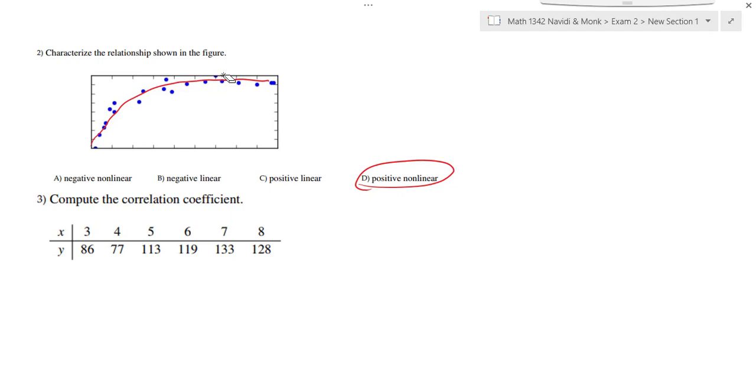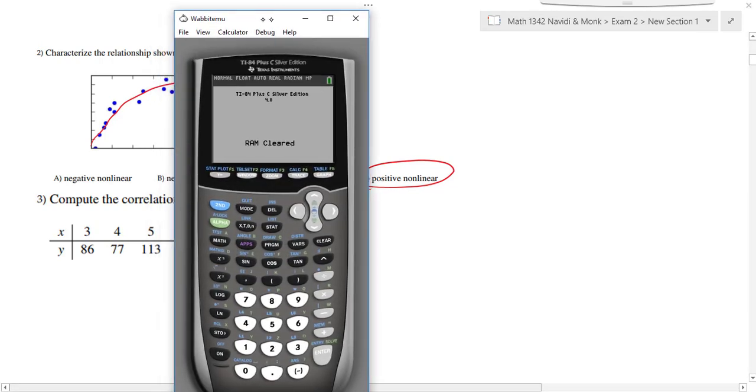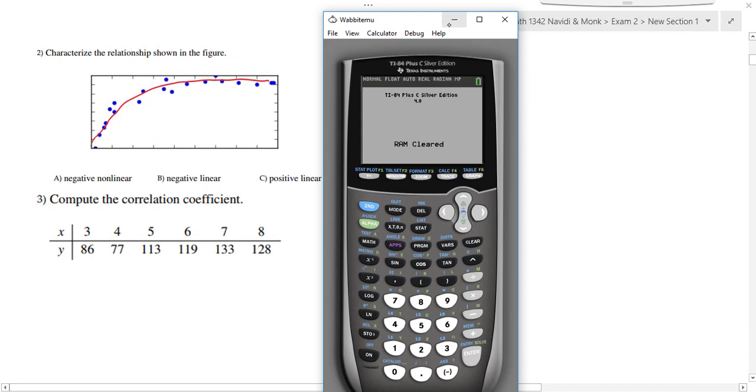Number 3 says to compute the correlation coefficient. In order to compute the correlation coefficient, we're going to have to go to our calculators. What's the first thing I need to do? Put the data into the calculator. So we're going to hit Stat, Enter to go to our list. I'm going to put the X's in list 1 and the Y's in list 2.